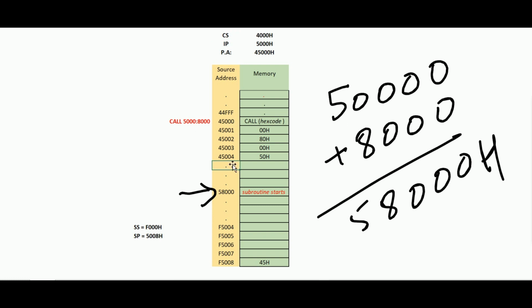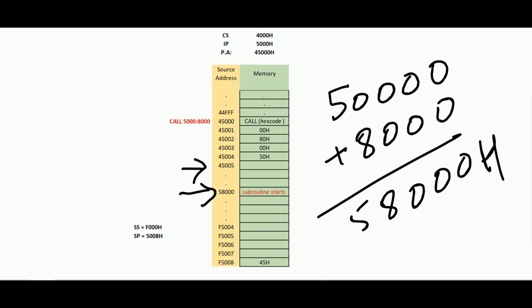Here you have 45004H. Call 5000:8000 is a 5-byte instruction, because 8000H takes 2 bytes, 5000 takes 2 bytes, and call itself takes 1 byte. So 45005 is the memory location from which the microprocessor will resume execution after the subroutine gets over. So this 45005 needs to get stored.